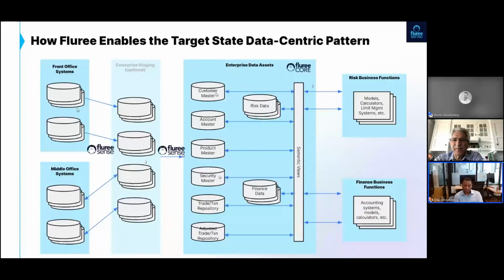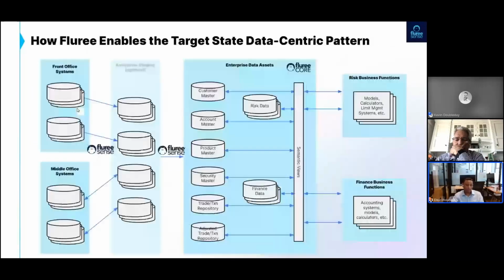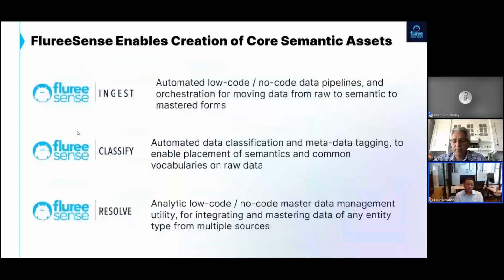So this is where we have Fluree Sense. There are 3 specific modules or utilities within Fluree Sense. There's one which is called Ingest. Ingest is purely your data pipeline or your data movement tool. So if you have to grab data from a source, and then if you need to do any kind of copy or transformation of the data, which initially we'll need to, because we want to get this data in whatever form it is, and then we want to create it in a semantic form. So for that initial first set of flows, the orchestration, the collection of the data, Ingest is our low-code, no-code data pipeline tool. It's like any ETL tool, like a visual ETL tool that you may be familiar with.